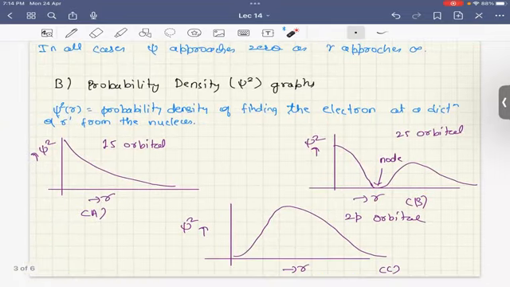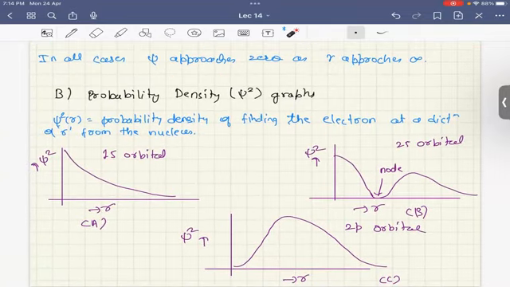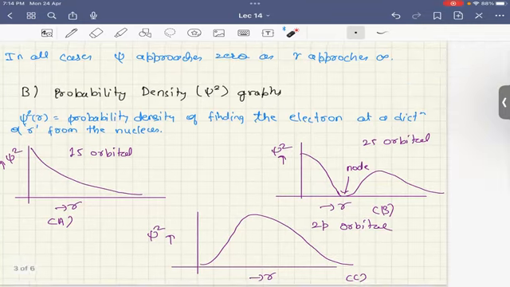These graphs are called probability density graphs. It may be noted that for s orbitals, the maximum electron density is at the nucleus, and for p orbitals, it has zero electron density at the nucleus. It may be noted that all orbitals except s orbitals have zero electron density at the nucleus.